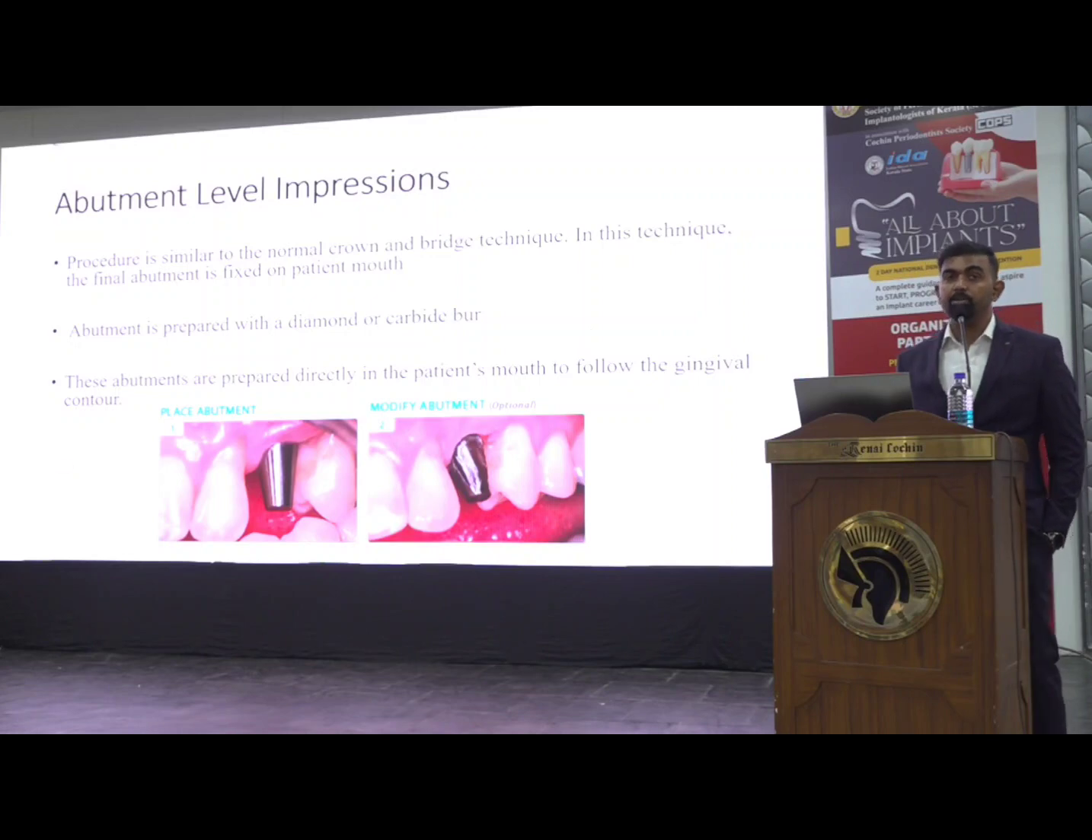Open tray and closed tray are implant level impressions, and one more type is there, that is abutment level impression. Abutment level impressions have supragingival margins, and this procedure is similar to a normal crown and bridge technique. Just put the abutment into the patient's mouth, then if you want, prepare with a diamond burr in the patient's mouth and take an impression similar to a normal crown impression.